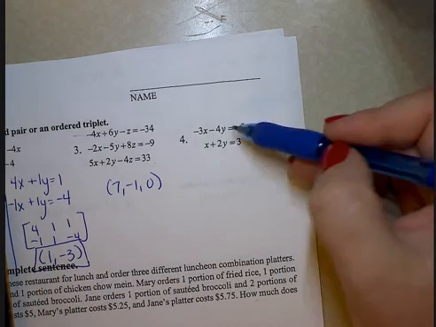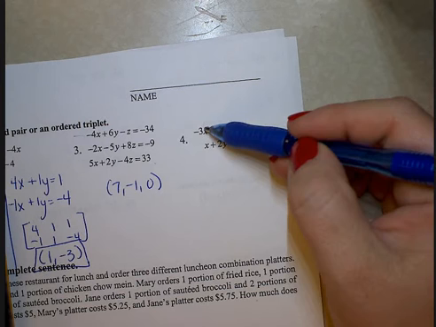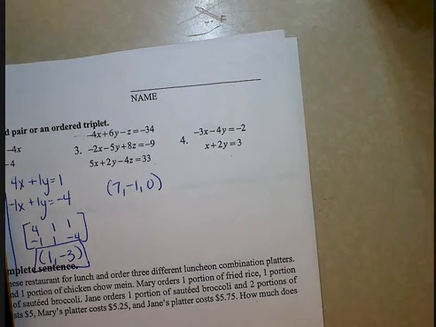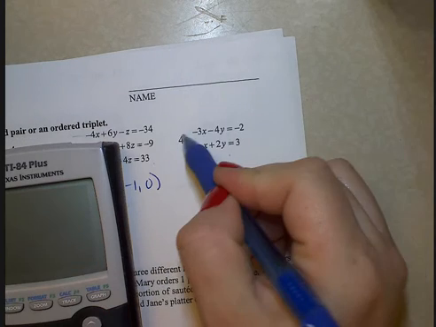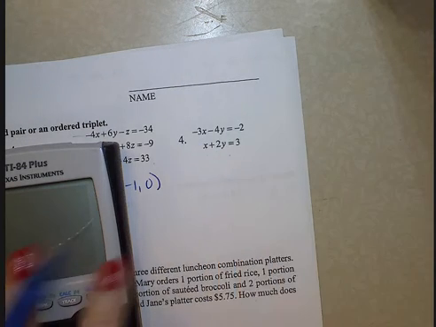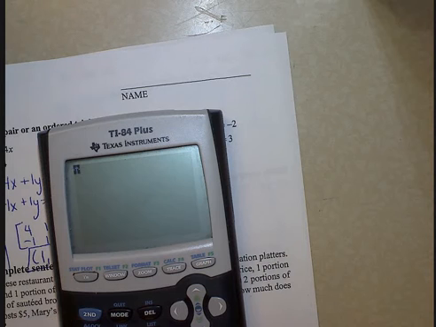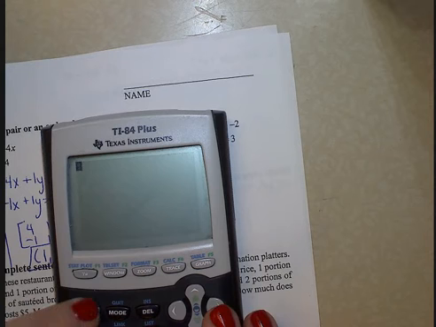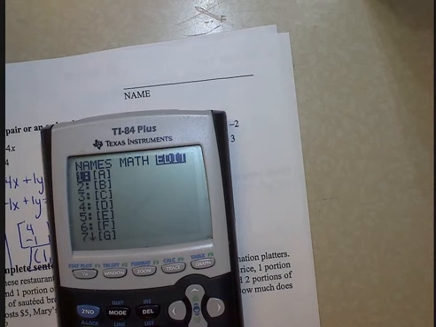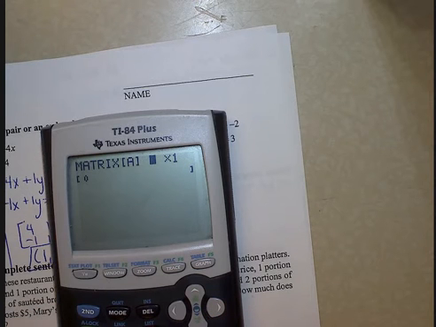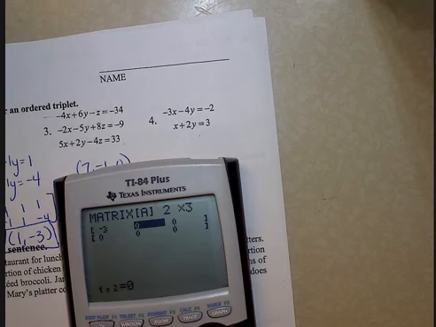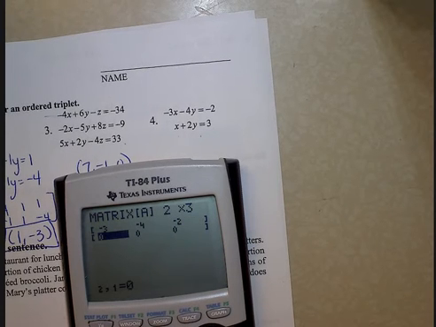Lastly, this one's going to be a little bit easier than number 2 because we already have the X's and Y's on one side of the equal sign and the constants on the opposite side. So this is a 2 by 3. Second plus 7, 1, 2. Going to hit second matrix, edit A, define the dimensions, 2 by 3 for 2 rows, 3 columns. And now we're going to plug in what we see. -3, -4, -2. 1, 2, 3.